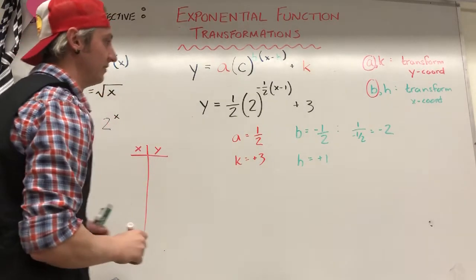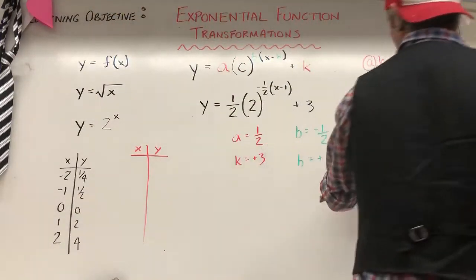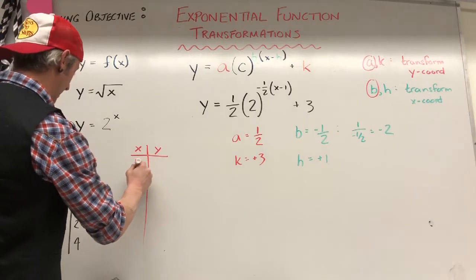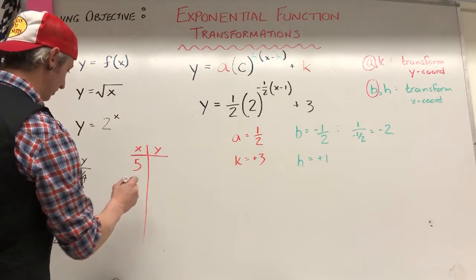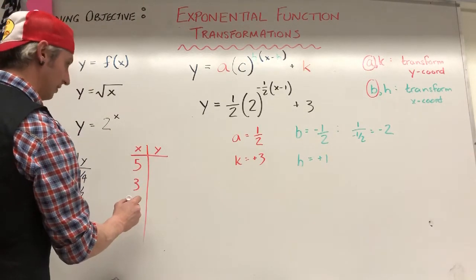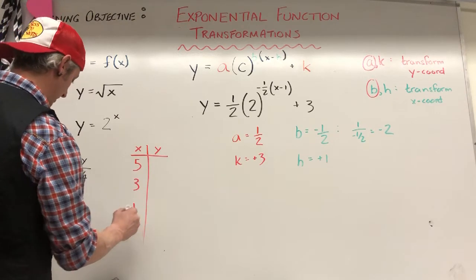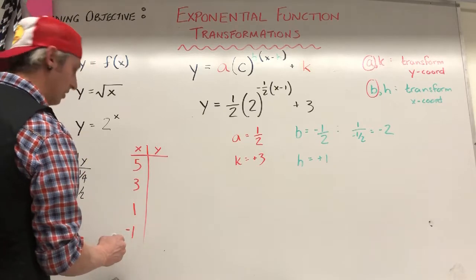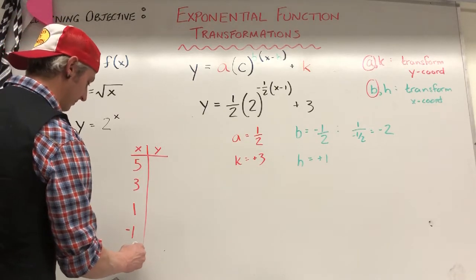So we'll do my x's first. I'm going to multiply them all by -2 and then add 1. -2 times -2 is 4, plus 1 is 5. -1 times -2 is 2, plus 1 is 3. 0 plus 1 is 1. 1 times -2 plus 1 is -1. 2 times -2 plus 1 is -3.